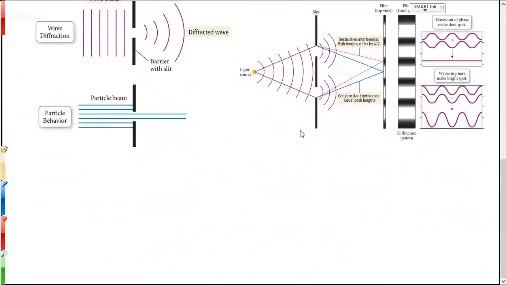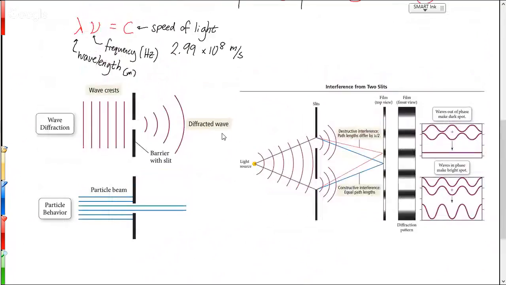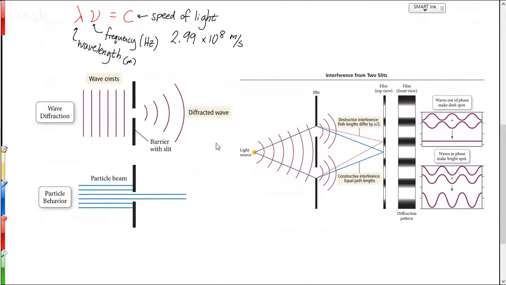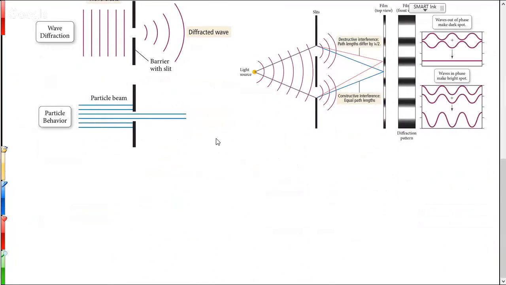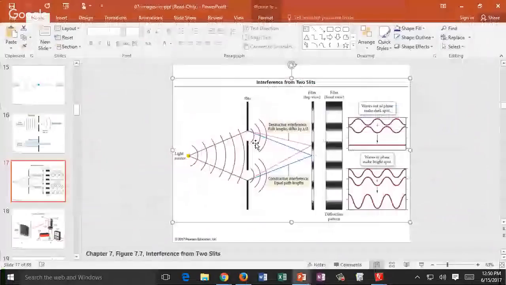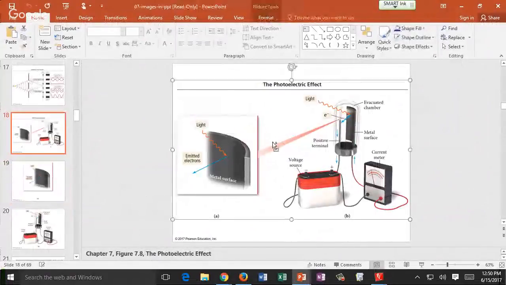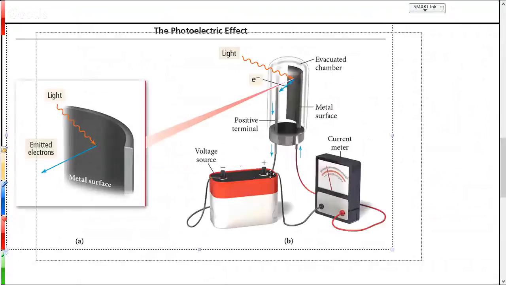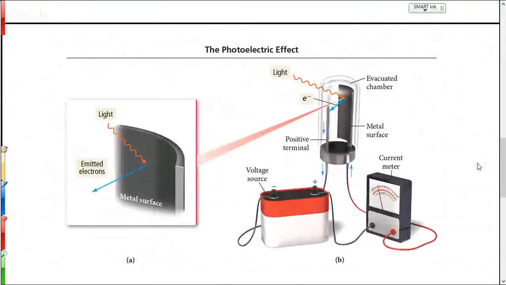Okay. So for a long time, it was assumed that waves and particles were different. That waves do their wave thing where they get diffracted, and particles do their particle thing where they travel straight through. There's a little bit of a problem with that, though. The problem comes up with something called the photoelectric effect, which Einstein was studying. The photoelectric effect is what happens when light hits a piece of metal.